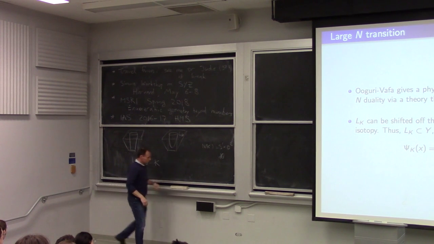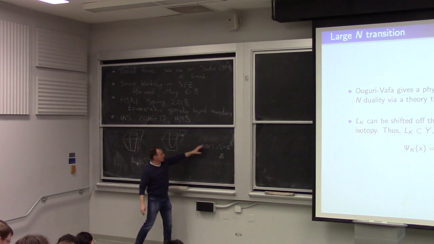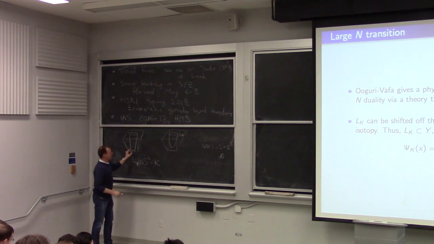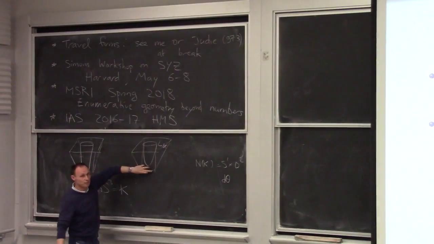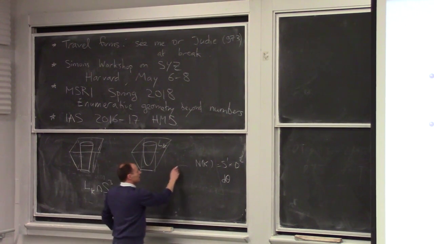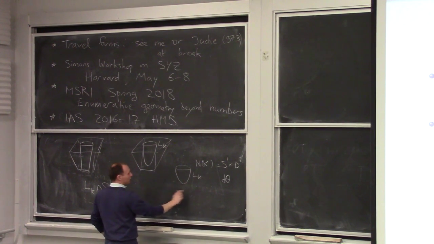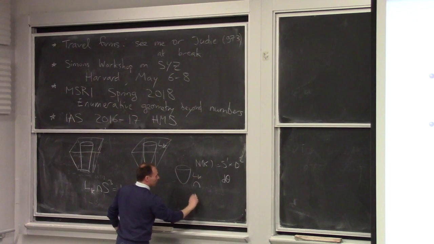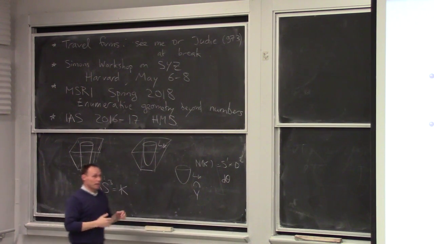I'll say something about that later. But once we have this shifted LK, then we can carry it over to the other side of the transition, because the transition just has to do with what happens near the zero section. So that means that we get this LK. We can think of it as sitting inside the resolved conifold, after shifting it off.